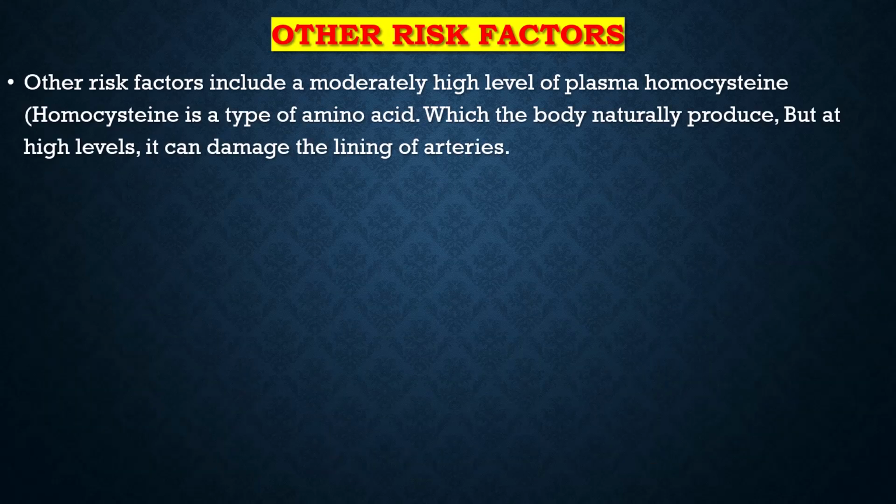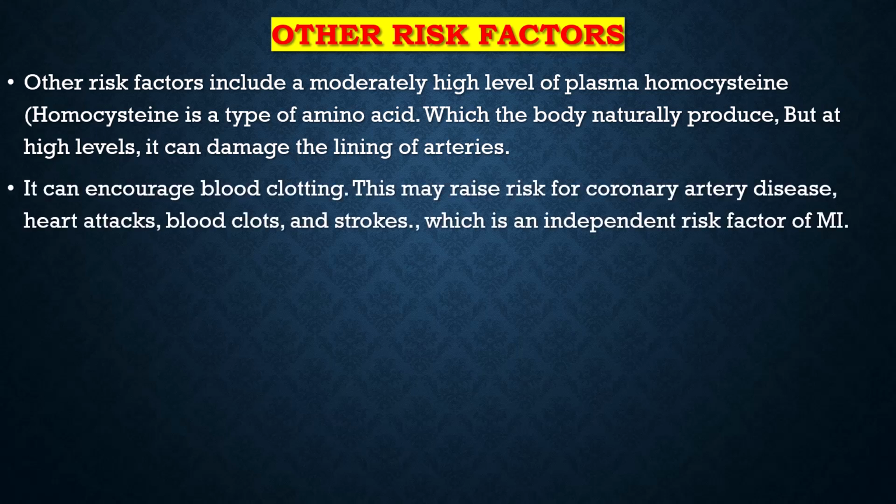Other risk factors include a moderately high level of plasma homocysteine. Homocysteine is a type of amino acid which the body naturally produces. At high levels, it can damage the lining of arteries. It can encourage blood clotting. This may raise the risk of coronary artery disease, heart attack, blood clots, and stroke.